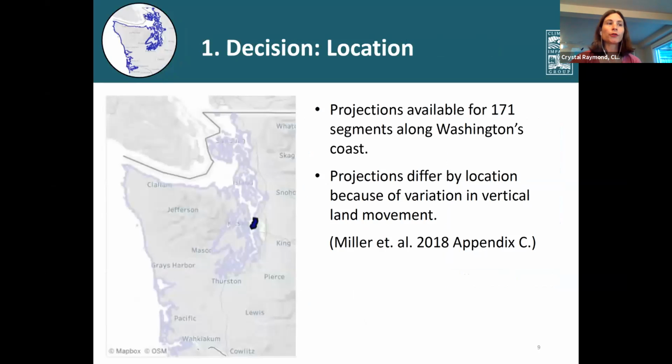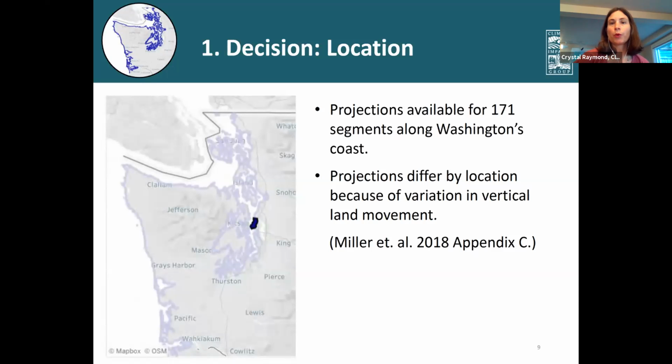So now I want to walk you through the decisions that need to be made when selecting numbers, and these follow the decisions that are included in our document. So as I said, the projections are local. There's 171 segments along Washington's coast. The size of those segments varies just because of the irregular coastline. And the projections of sea level rise themselves differ among the segments simply because of that vertical land movement.